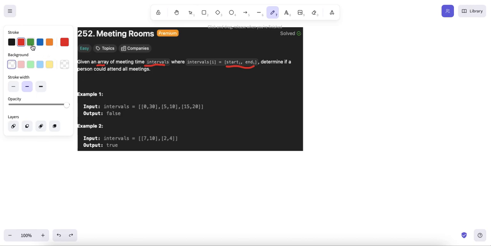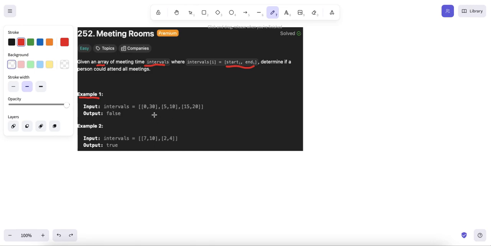So we have here an example, example 1, and we have an intervals array with 3 meetings. We have one which starts at time 0 and ends at time 30, another which starts at time 5 and ends at time 10, and a final one which starts at time 15 and ends at time 20.